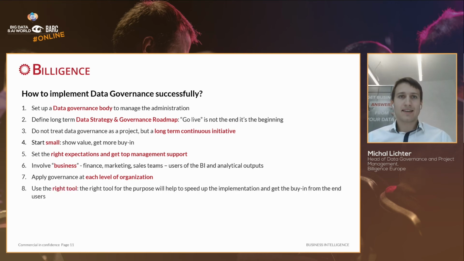The point number 8 is about using the right tool. It's a very important point. As you may know, data governance consists of 3 interlinked components: people, processes, and technology. If you only focus on 1 or 2, you will never draw a complete picture. If you attempt to do it without the right tool, it will be a wasted effort and money.